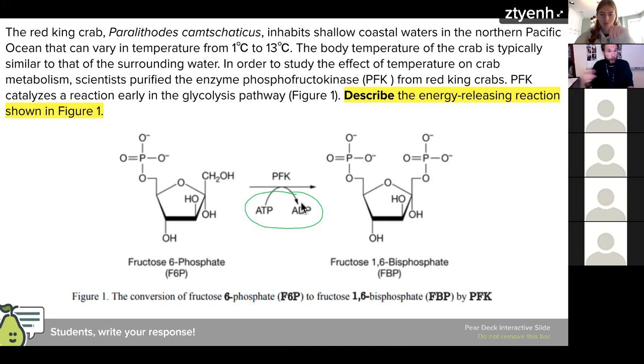So if we went back to the model that we were playing with last week with those 3 styrofoam balls, right? This is like removing that third styrofoam ball, removing that third high energy phosphate group from ATP. What are you left with? Well, a molecule of ADP. So this is your catabolic reaction. This is your exergonic reaction. We use the term that we've been using for these last few class meetings, okay?